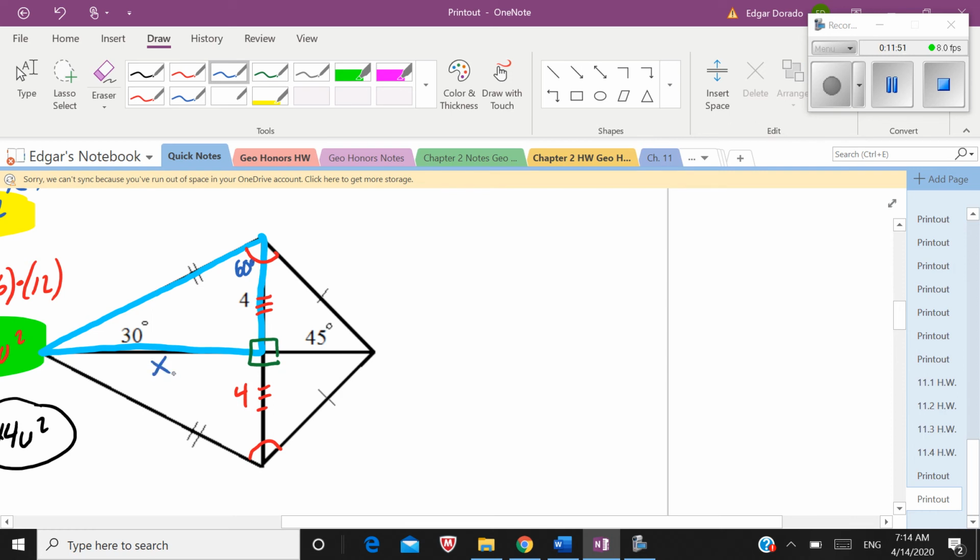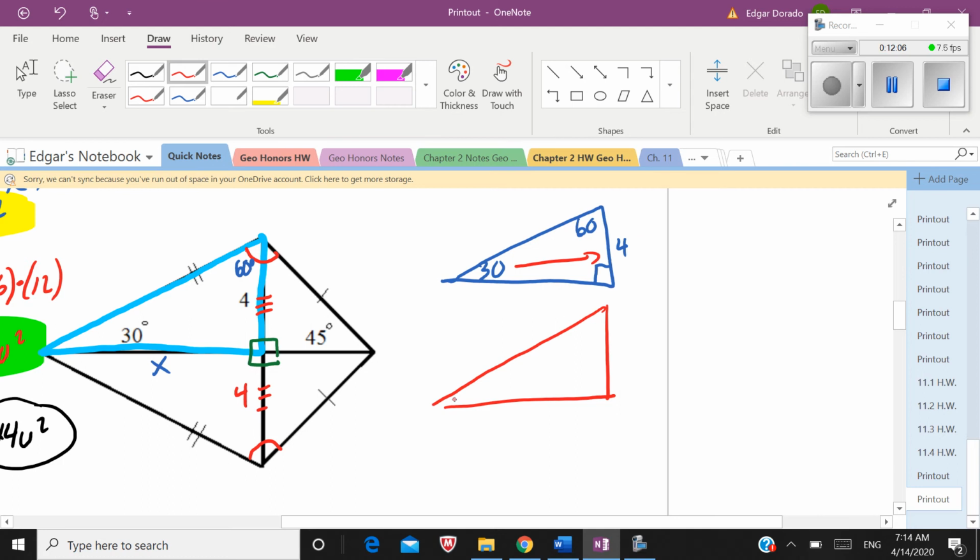If I want to figure out, for example, how much this measures, think about it, guys. Draw it off to the side. 30, 60, 90, and the only side that I know is the one across from the 30. Well, remember, guys, in a regular 30, 60, 90, across from the 30 is x, across from the 60 is x root 3, and across from the 90 degrees is 2x. So what do I actually have? Well, I have what's across from the 30 degrees. So I actually know what x is. x is equal to 4.